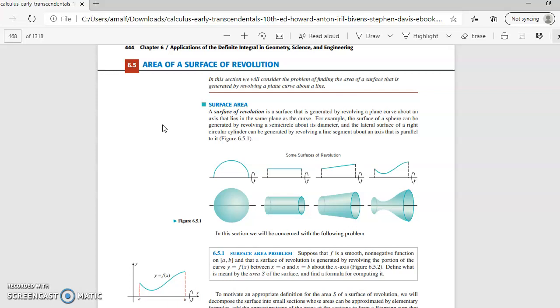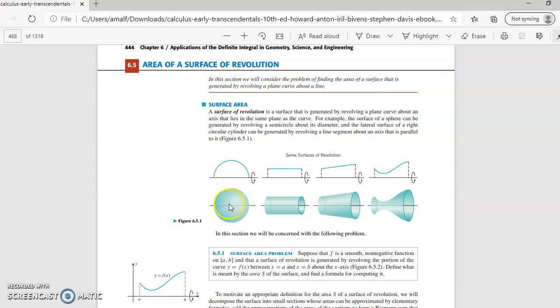Now we will look at what the surface area is when such a solid is generated. In today's class, we will see how to obtain an integral for the surface area and how to find the surface area of revolution. The surface of revolution is a surface that is generated by revolving a plane curve about an axis that lies in the same plane as the curve.